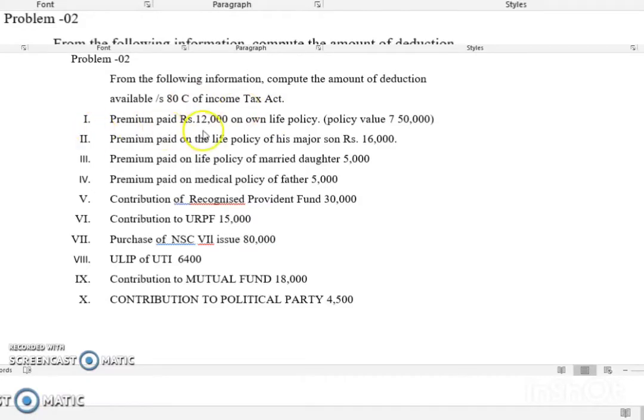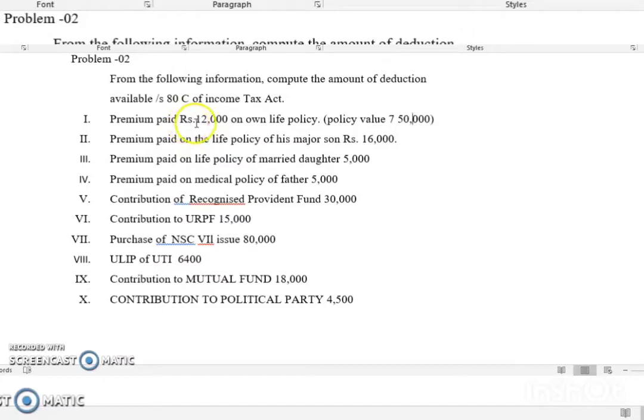Premium paid rupees 12,000 on own life policy. Policy value is 7,50,000. So two amounts are there. One is 12,000, that is the premium amount. One more is the policy amount, that is 7,50,000. So these are the two values which are given here.